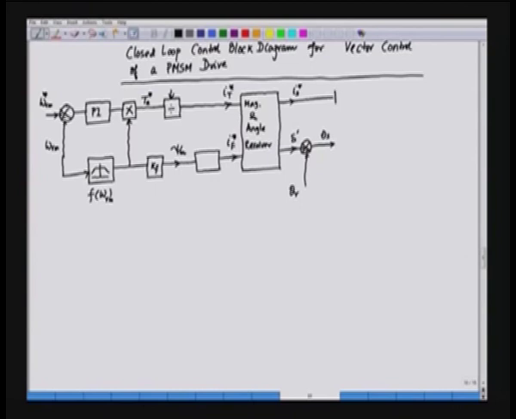And we can feed this to a stator current reference generator. So, we have the stator currents here, IAS, IBS and ICS, and these are the reference currents of the stator.